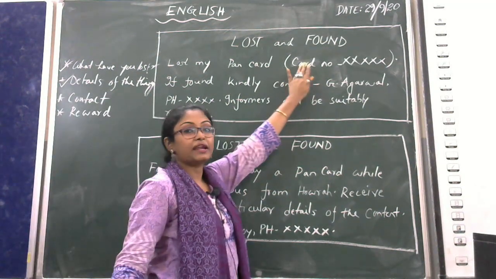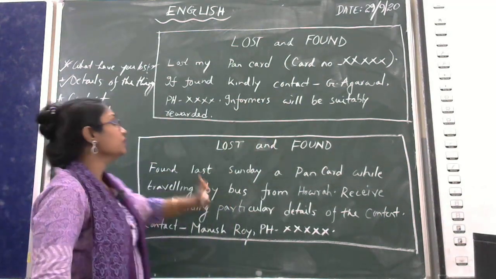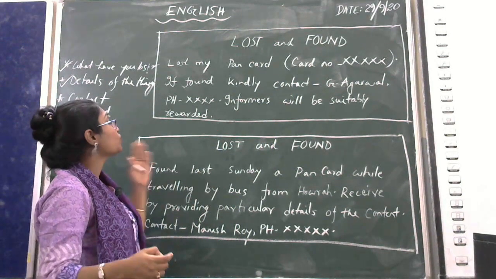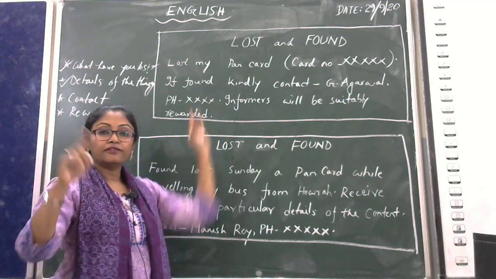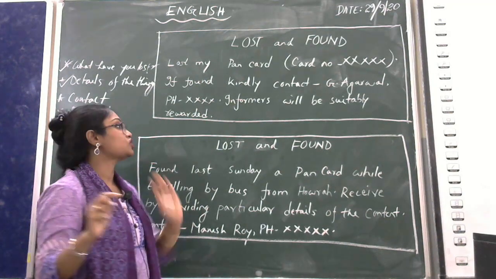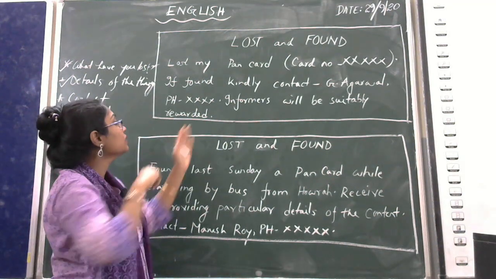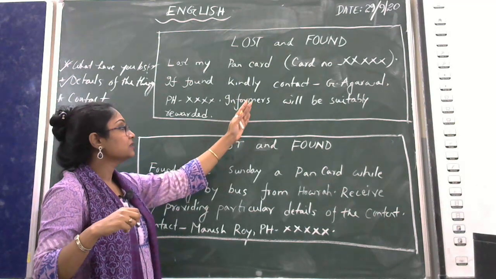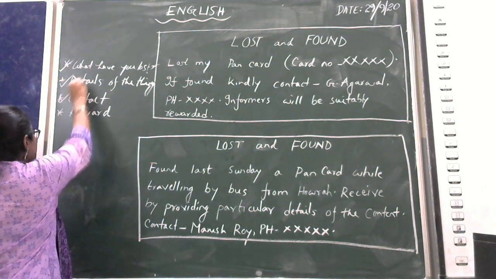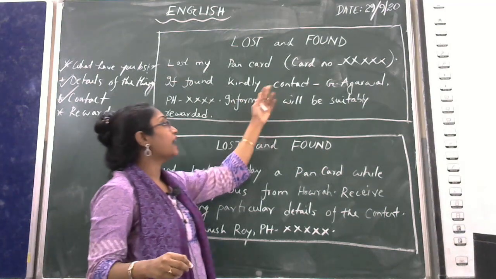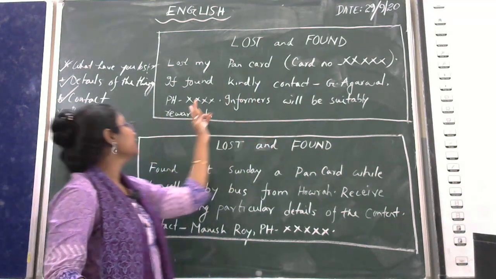So the card number I have told, full stop. So: lost my PAN card, first bracket, card number is, full stop. If found, kindly contact, whom should the person contact? If found, kindly contact G. Agarwal, then the phone number.